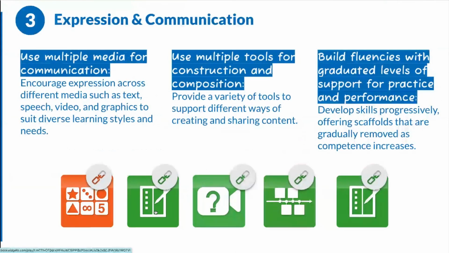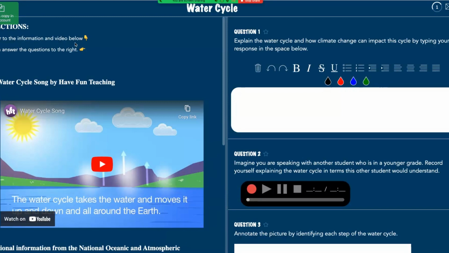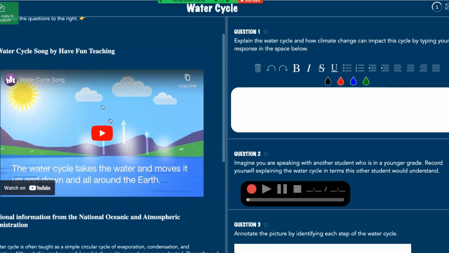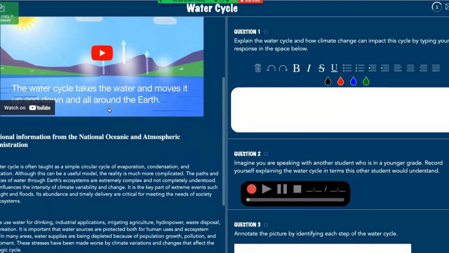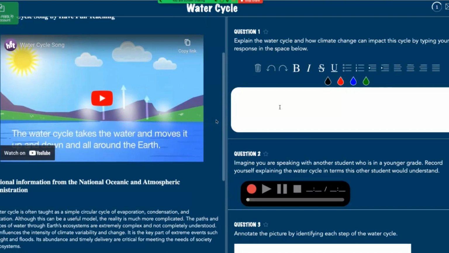So that was pair matching. Same content. Now we're doing a split worksheet. Here I have directions: refer to the information and video below, then answer the questions to the right. The students will watch the embedded video. They'll read some text. And then I have questions for them to answer. Their first question is a typing question. Explain the water cycle and how climate change can impact this cycle by typing your response below.